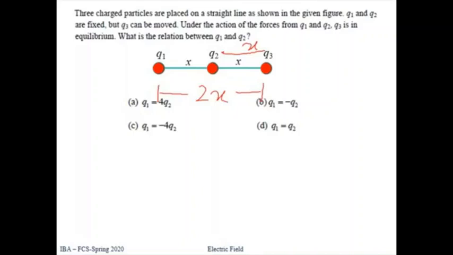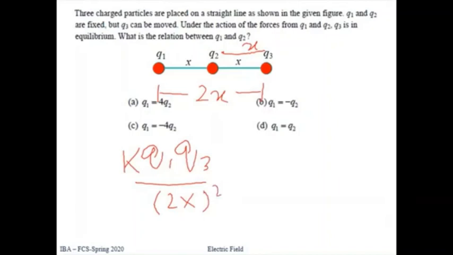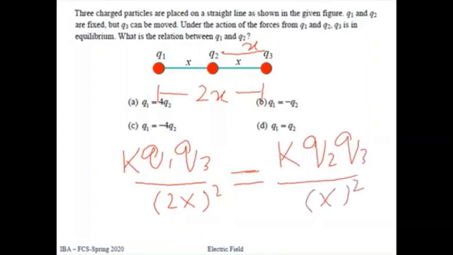So let me write the force between Q1 and Q3 like here: K Q1 Q3 divided by (2x) squared, and that must be equal to the force between Q2 and Q3, which is here K constant, Q2 Q3 divided by x squared.